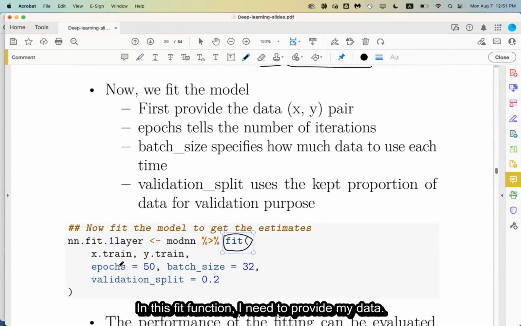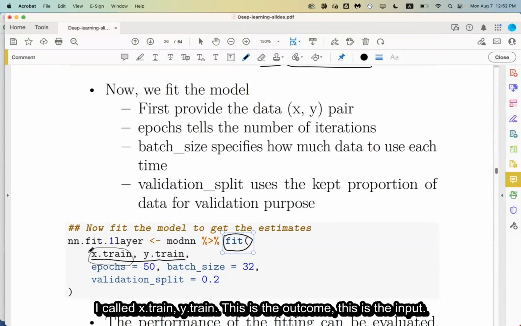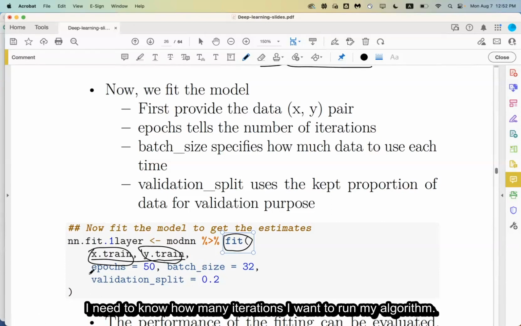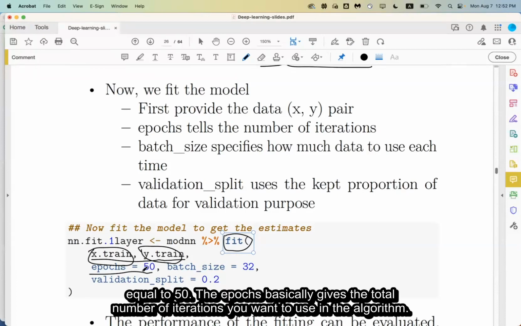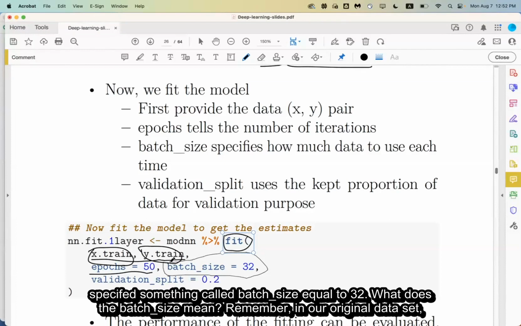In this fit function, I need to provide my training data here. So I call it like X train, Y train. This is the outcome, and this is the input. I need to know how many iterations I want to run my algorithm. Here I set the epochs equal to 50. The epochs basically gives the total number of iterations you want to use in the algorithm. I also specify something called batch size equal to 32.